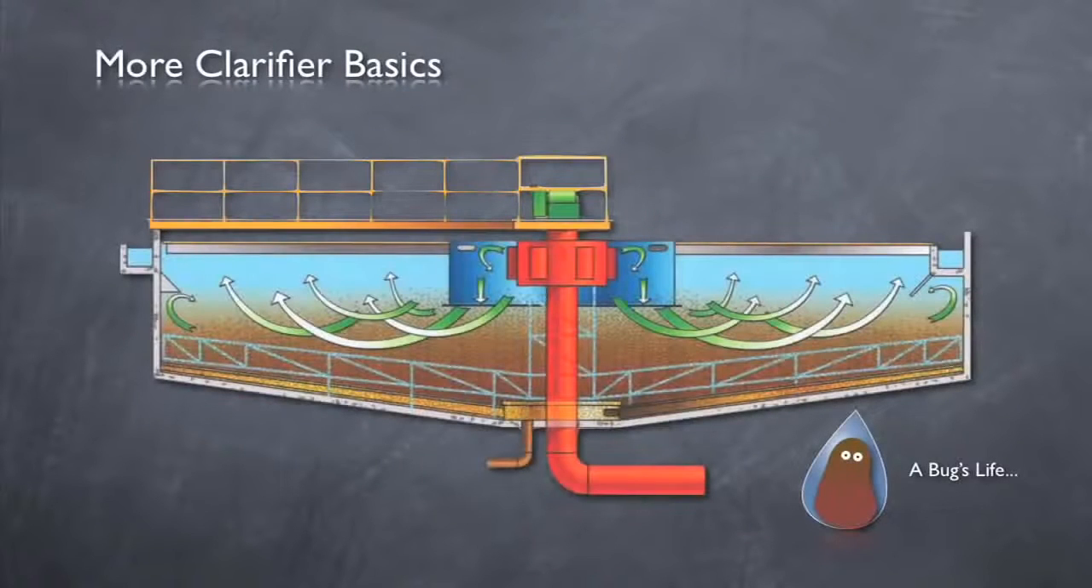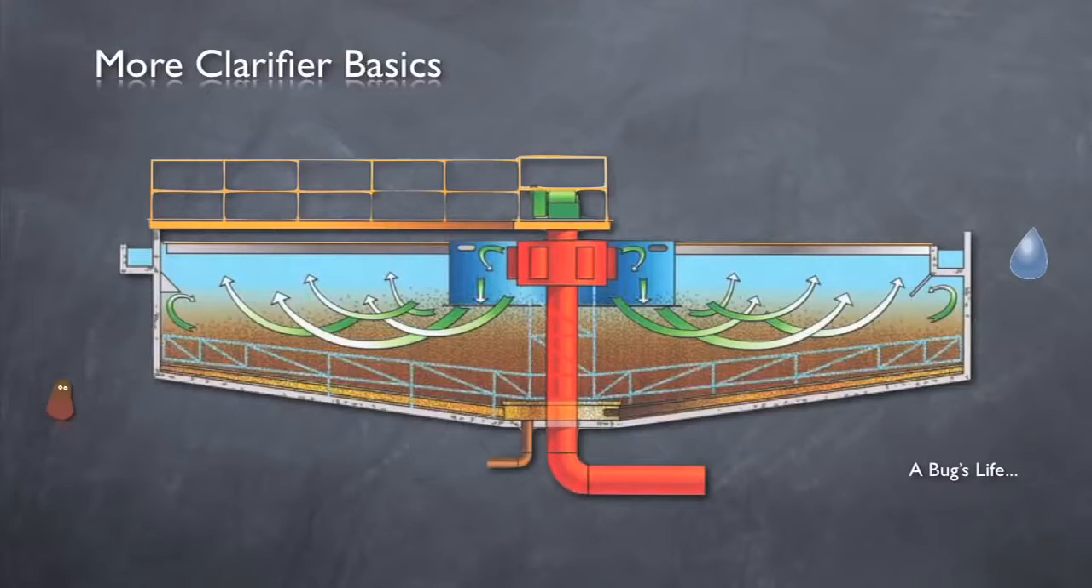To review, particles, represented by our bug here, enter the clarifier suspended in the water. As they enter the clarifier, energy is effectively dissipated, allowing the bug, which is more dense than water, to slowly sink, while the water eventually makes its way to the top of the tank and over the weir.